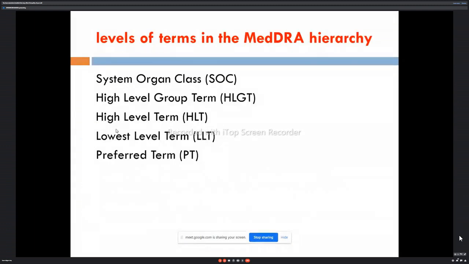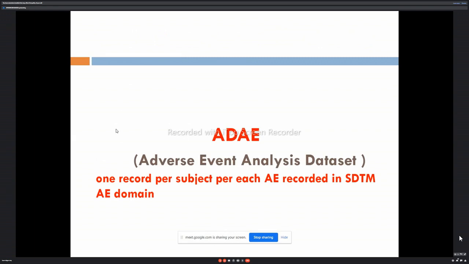Next one. So these are the hierarchy terminology that we have according to the MedDRA dictionary: low level term, preferred term, high level group term, system organ class or body system organ class. Now we'll look at the structure of ADAE. One record per subject per each AE recorded in the SDTM AE domain. So that means the structure of ADAE is equal to the SDTM AE structure.